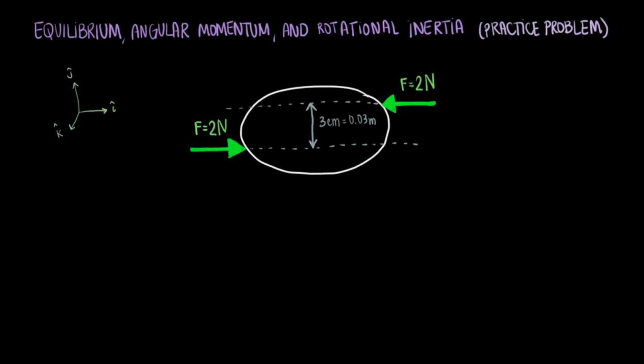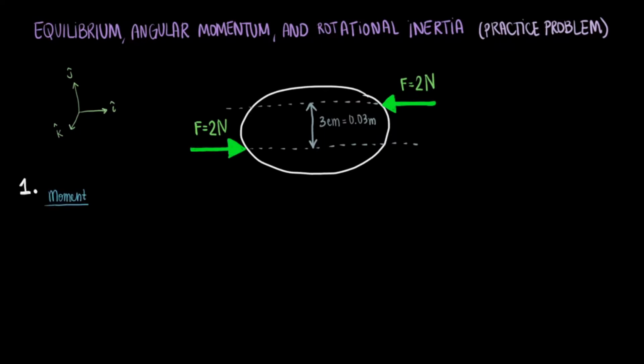They form a couple. When we have a couple, we can take the moment about any point in the body and get the same result for that moment. Given that this is all we know about the system, what can we do to make the system be in static equilibrium? Let's start by finding the moment resultant from this couple.